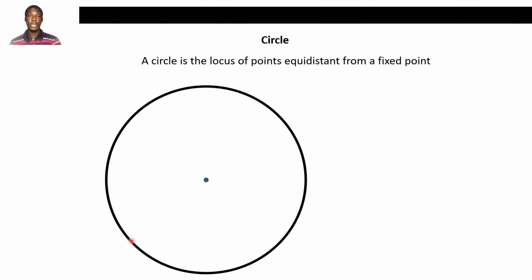Okay, so when we talk about a circle, it is a path a point traces as it moves in such a way that it maintains an equal distance with the fixed point, which we call the center. Now, the distance from the center to the point is what we call the radius.